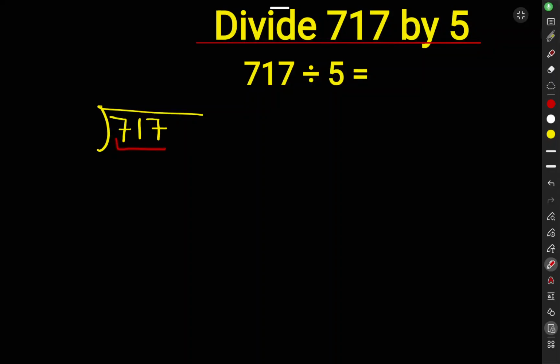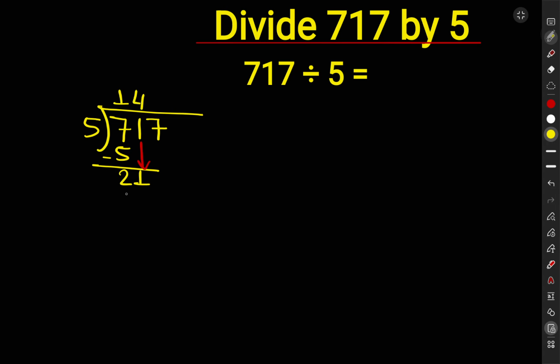Divide 717 by 5 in a long division method. 5 times 1 is 5. On subtracting, we get 2. So now we put down this 1 and it is 21.